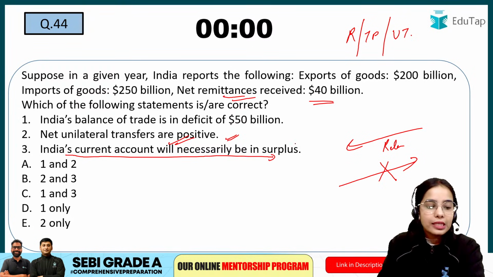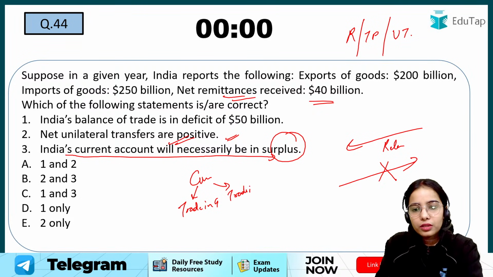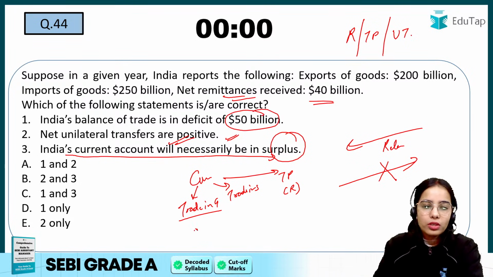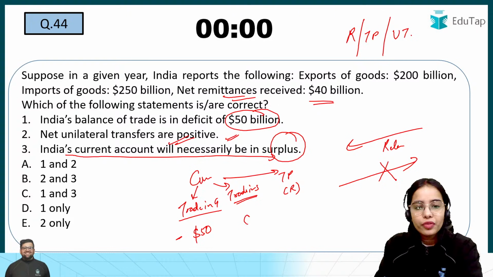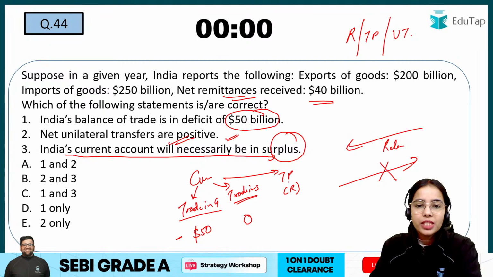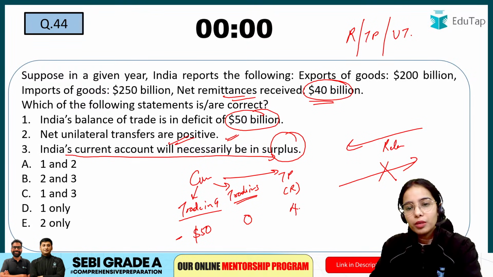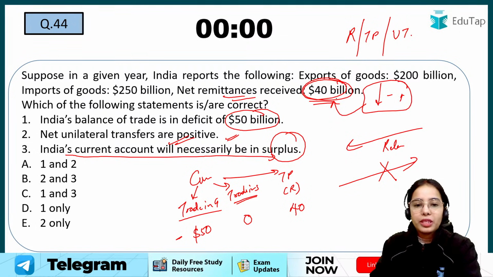India's current account will necessarily be in surplus. So in the current account, we have trade in goods, trade in services, and transfer payments. That includes the remittances or the unilateral payments. Trade in goods is in deficit of $50 billion because we are importing more than what we are exporting. Trade in services is not given, so we are taking it as 0 because the data is not given. Whenever the data is not given, you can take it as 0. Transfer payments or net remittances is what we have received minus what we have paid. So the net amount is $40 billion.